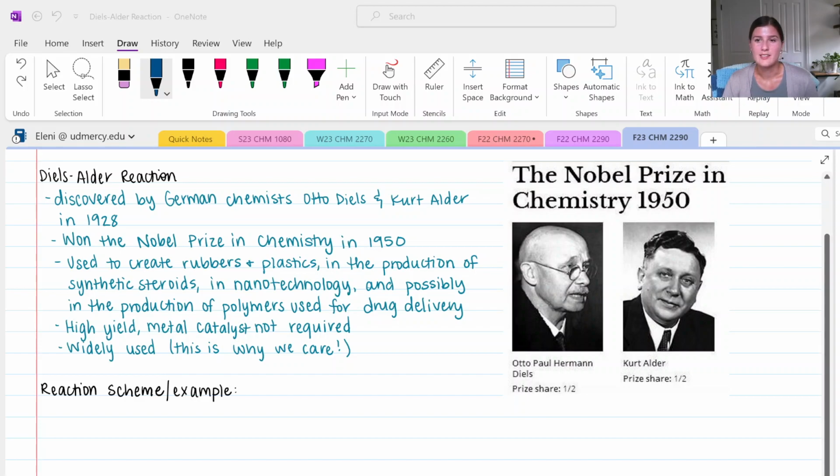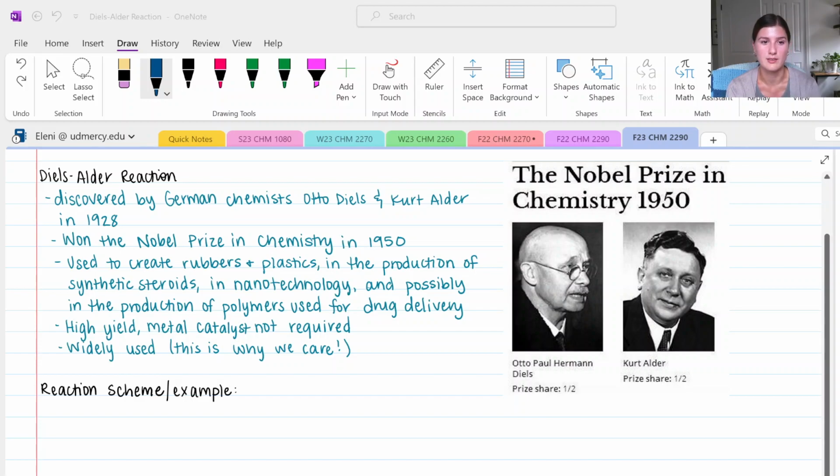This reaction is still very widely used, and I actually have an article linked into this week's folder on Top Hat, so you can look through the article if you want to see the many different ways the Diels-Alder reaction is used still today. Or you could even just do a quick Google search and you'll see the many different applications of this reaction. Some of the ways it's used is to create rubbers and plastics. It's used in the production of synthetic steroids. It's used in nanotechnology. And last I checked, scientists were looking into using this reaction in producing polymers to be used for drug delivery.